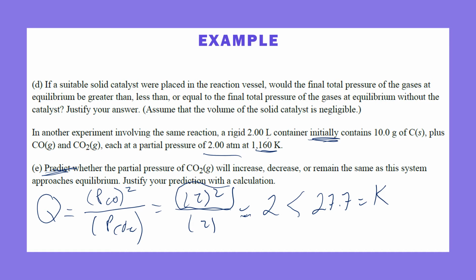So if we're making more products, right, and here's our carbon plus carbon dioxide yields 2 carbon monoxide. If I need to make more products, my pressure of the CO2 will decrease as the system approaches equilibrium because we're going to make more products and use up the CO2 reactants. E was 2 points, one for saying that the CO2 will decrease, and the second point was for correctly calculating Q and comparing it to the K that you found earlier.